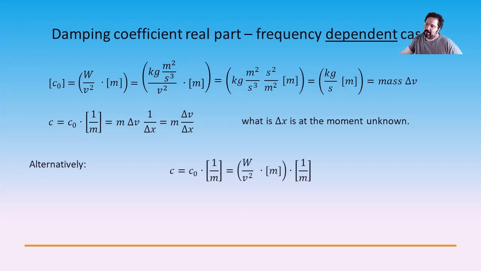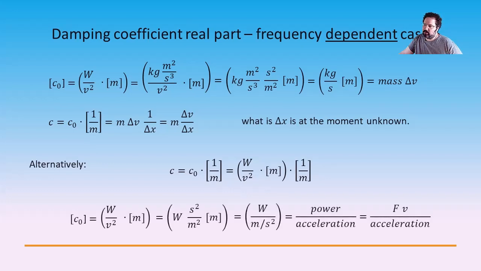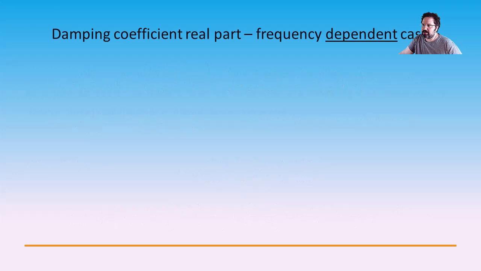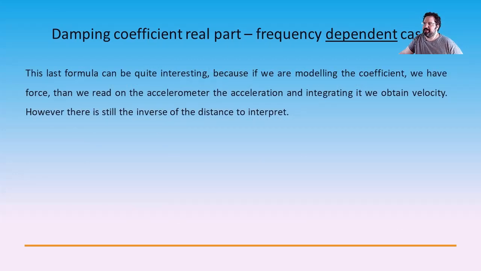Alternatively, we can take this formula and leave power, so that we end up with power over acceleration. That is quite interesting, or force times velocity over acceleration. This last formula can be quite interesting, because if we are modeling the coefficient, we can give force to the system, then we read the acceleration on the accelerometer, and integrating it, we obtain velocity. Maybe it's delta velocity, the variation.